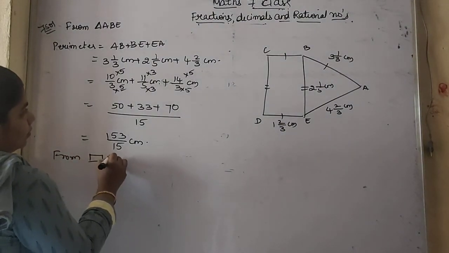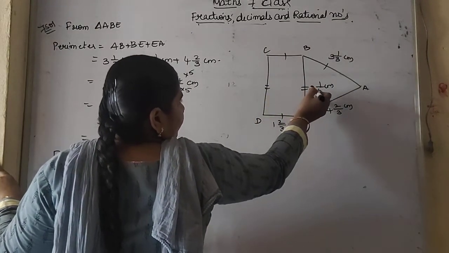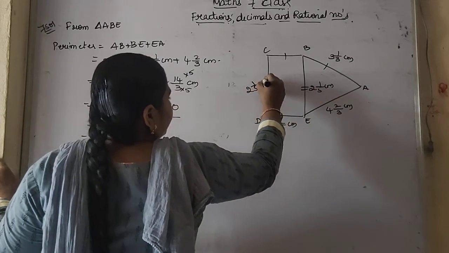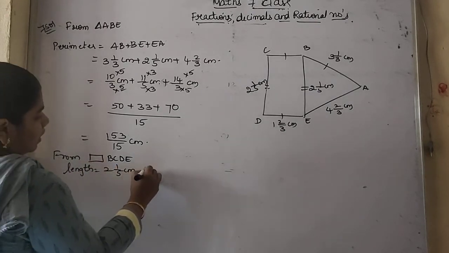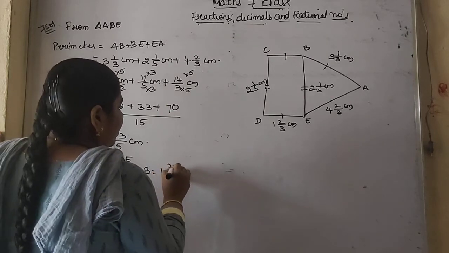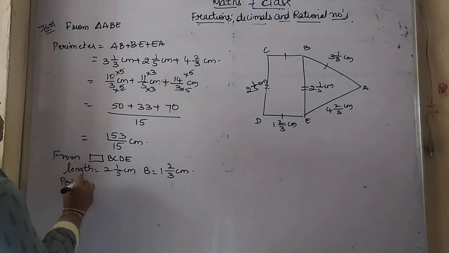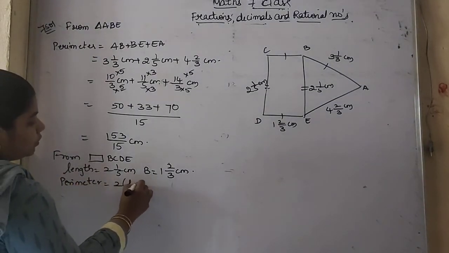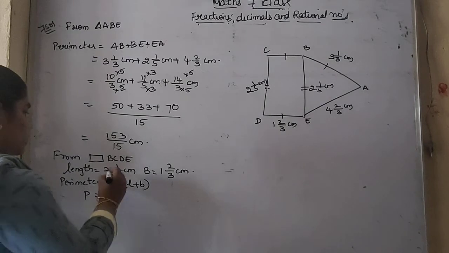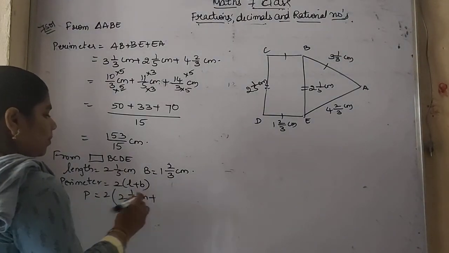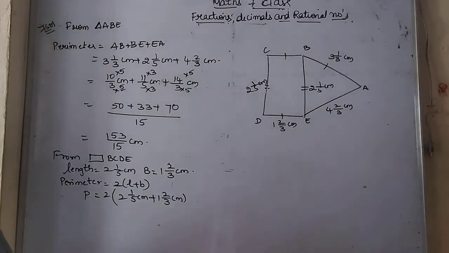From rectangle BCDE, this is the length value and this is the breadth value. If this is 2 1/5, here also it will be 2 1/5. So length is 2 1/5 centimeters and breadth value is 1 2/3 centimeters. Now we have to find the perimeter. What is the formula? 2 into (L plus B). So the perimeter is 2 into (2 1/5 centimeters plus 1 2/3 centimeters). Convert the mixed fractions into improper fractions.